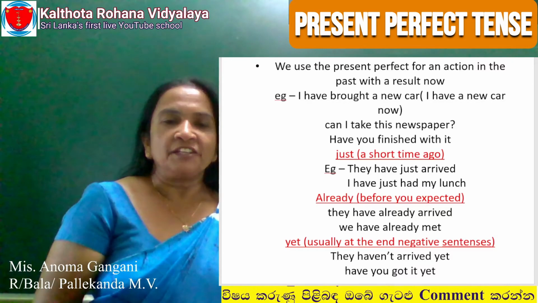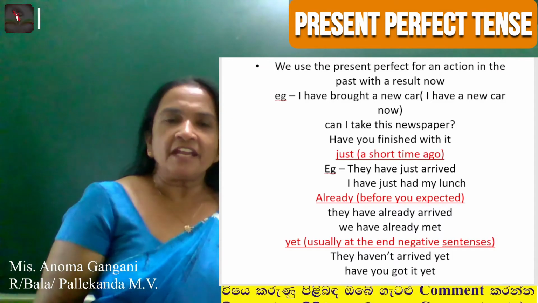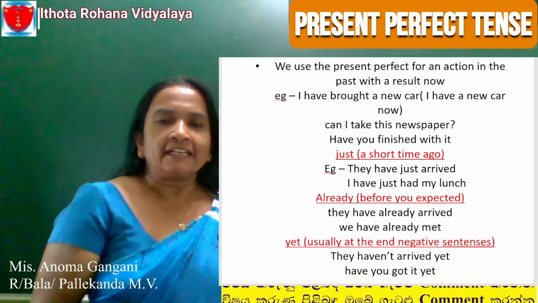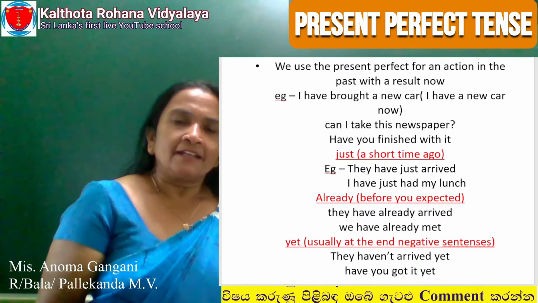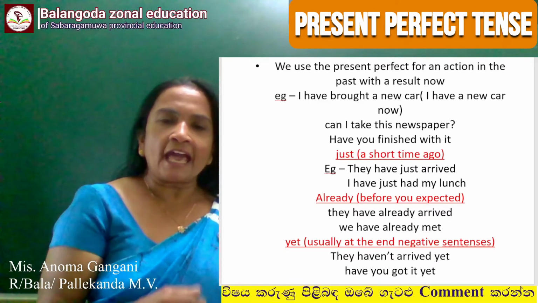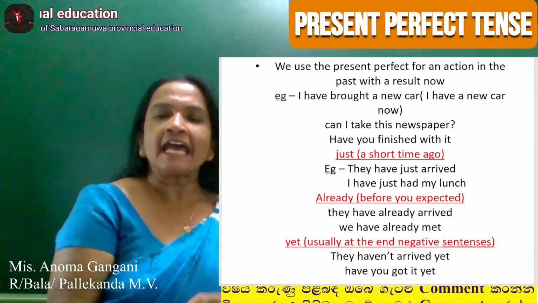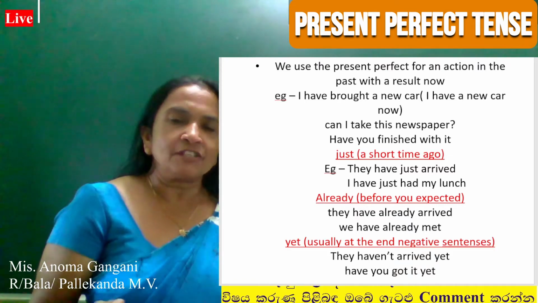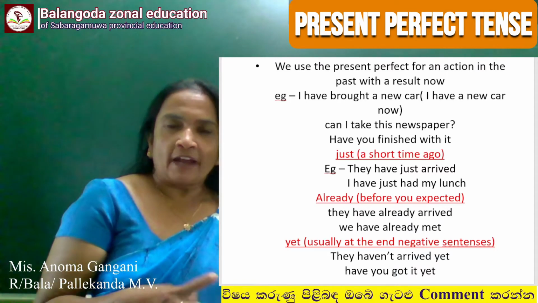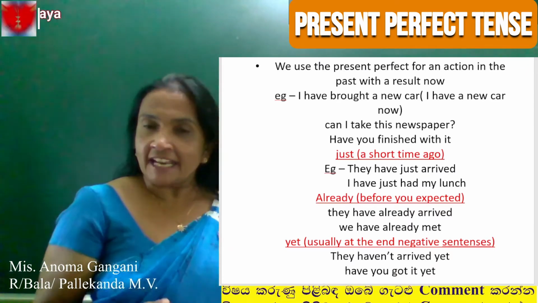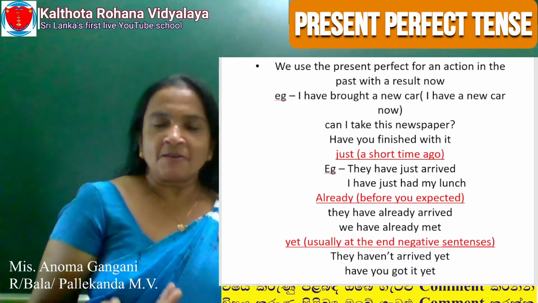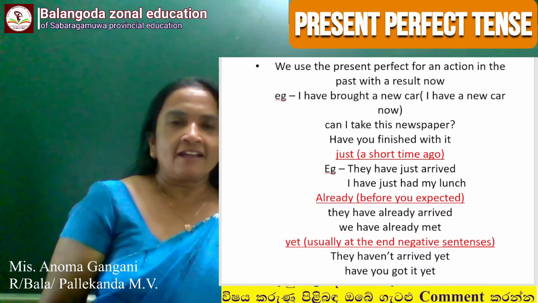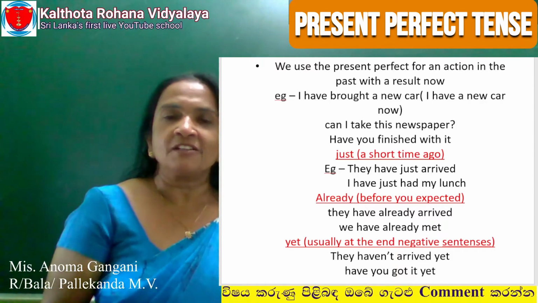The next one, yet. We usually use it at the end, in negative sentences. They haven't arrived yet. Have you got it yet? No, that means the answer is no, I haven't. I haven't got it. Keep that in your mind, those points also, my dear children.